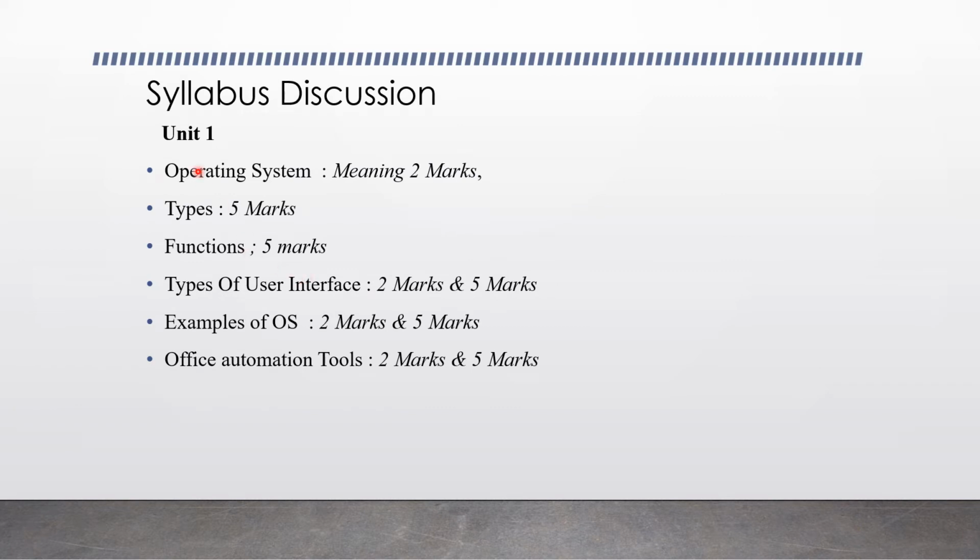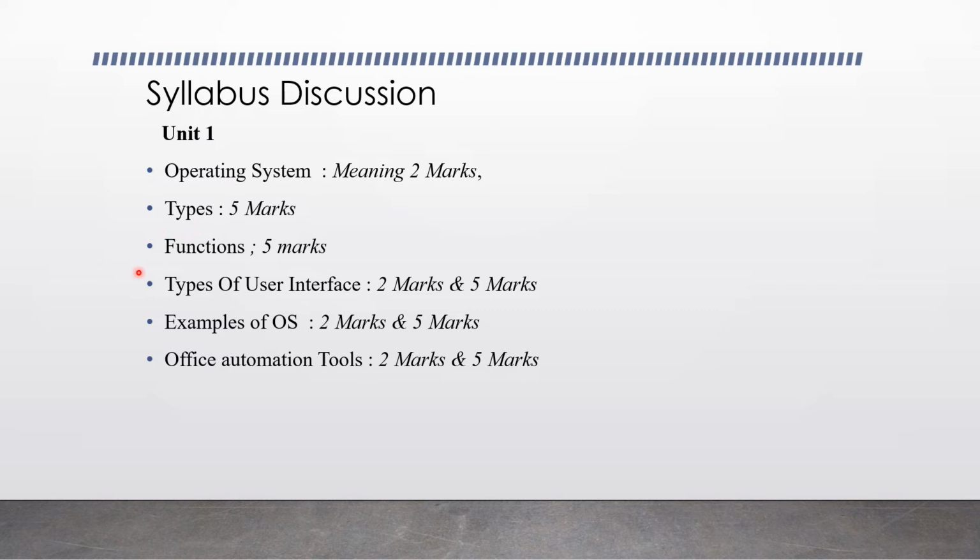So unit 1 is completely related to the operating system. Here are the topics you need to read and the weightage for each topic. Under operating system, it is basically a computer-related subject. Here you will have the 2 marks question on the meaning of the operating system, what exactly an operating system is, like it is an intermediary between the user and the hardware and the application. You need to write that meaning here.